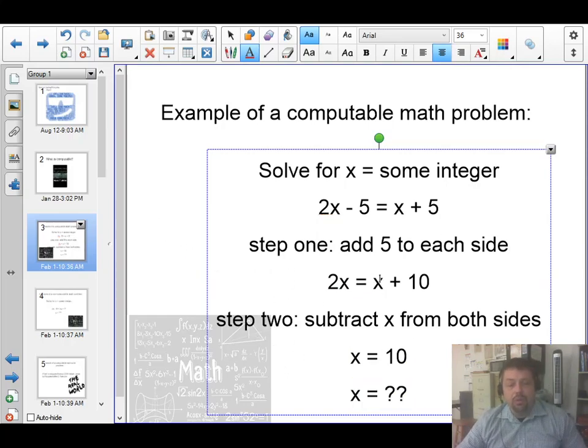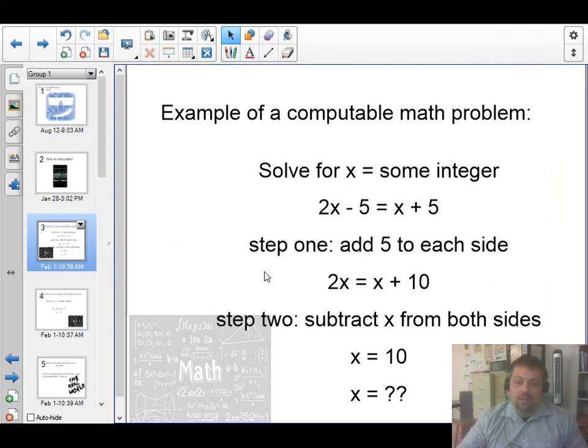So we could create a program that replicated those steps. Now, of course, you couldn't give instructions this simple in plain language to a computer, at least not most computers. You would have to encode that in some language the computer understands. But nonetheless, it is an example of a computable math problem. So let's look at another one.